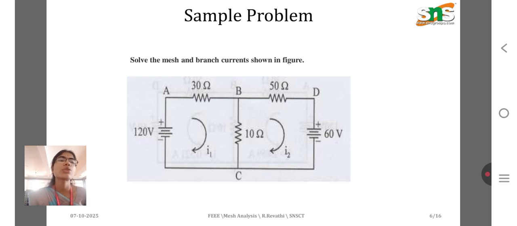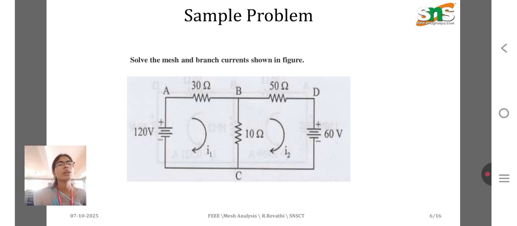Then we solve using the determinant method. Form a 2 cross 2 matrix of R, I and V. Having formed the 2 cross 2 matrix, we find the determinant, which is del, and then using del we find del 1 and del 2. Applying Cramer's rule, I1 is equal to del 1 divided by del, and I2 is equal to del 2 divided by del. So we can get I1 and I2.